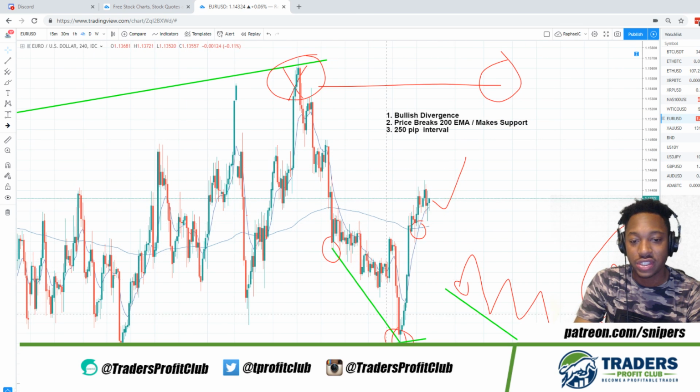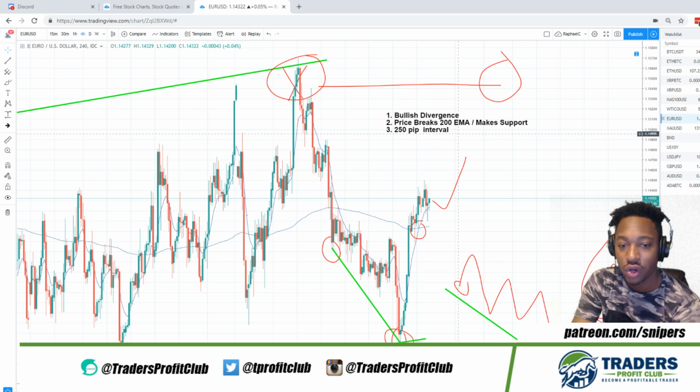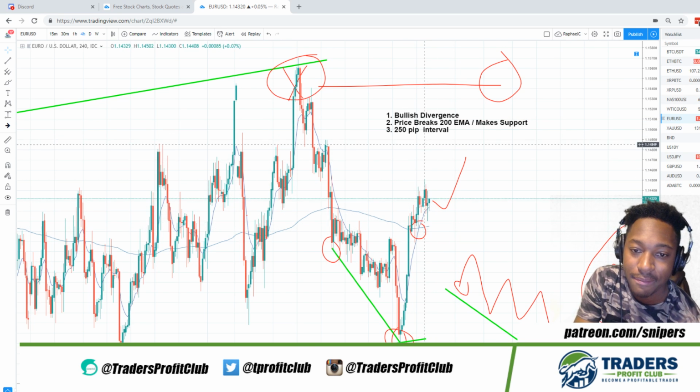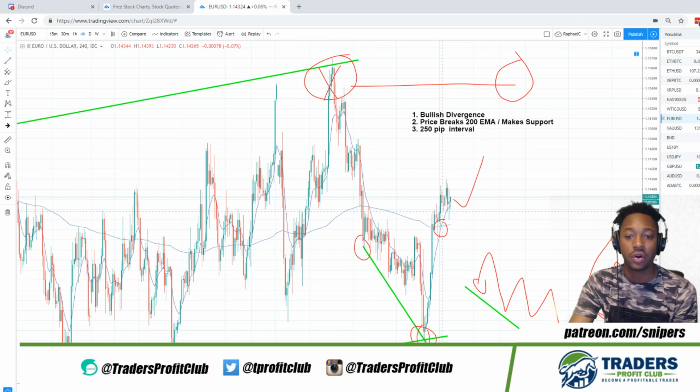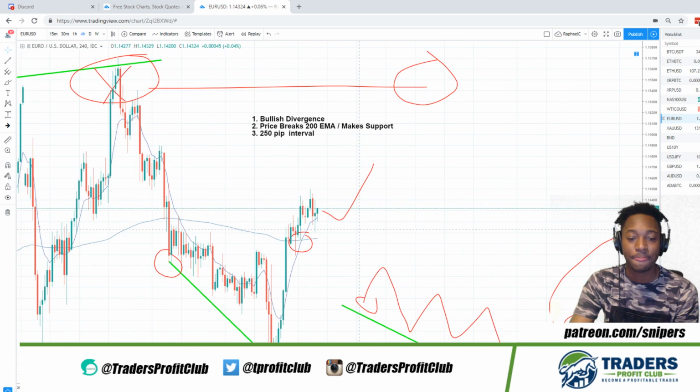We see a bullish divergence. We see price breaks the 200 EMA, which is here, and it makes the 250 intervals. So that's why we went long on the Euro chart, and that's why we didn't go short, because we knew that it's already the end of the month. So the end of the month.